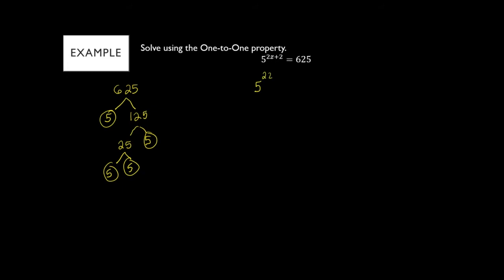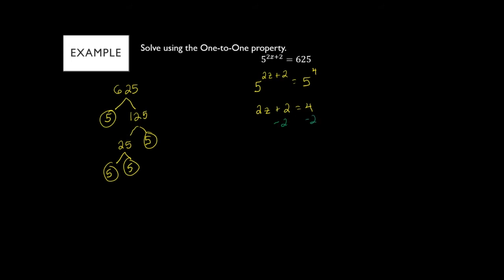So I'm going to now rewrite this so that I have it equal to 5 to the 4th power instead of 625. Now that I have the same base, I set the exponents equal to each other. So I have 2z plus 2 equal to 4. And now we do have to do a little bit more solving because we don't just have z equals. We actually have a linear equation that we need to solve. But everything always goes back to linear at the end. We learn these different ways of solving, and we always eventually make them linear.